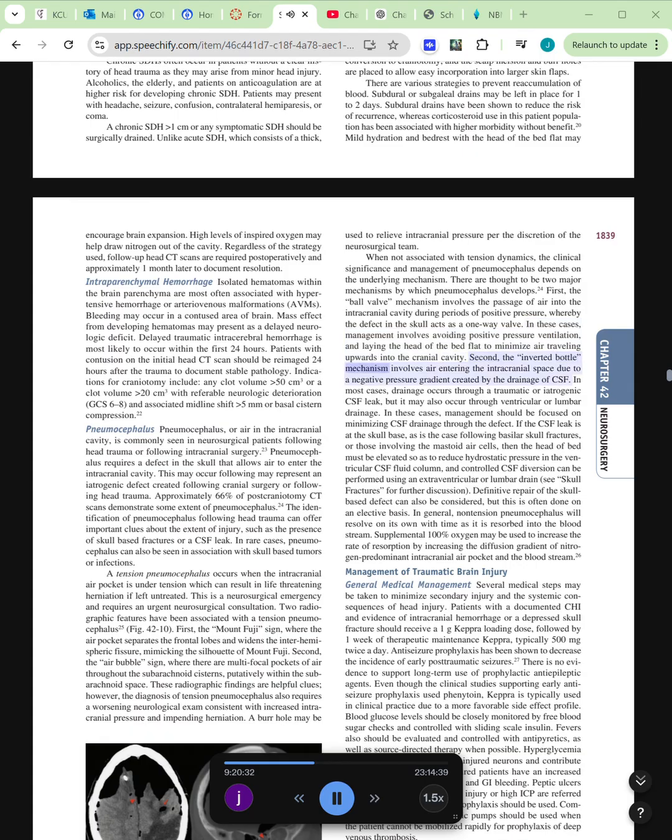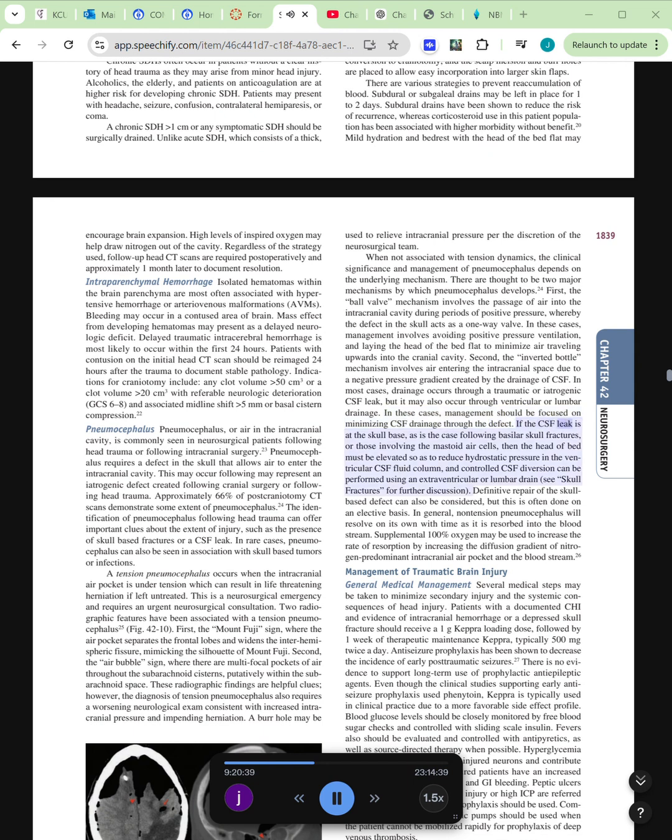Second, the inverted bottle mechanism involves air entering the intracranial space due to a negative pressure gradient created by the drainage of CSF. In most cases, drainage occurs through a traumatic or iatrogenic CSF leak, but it may also occur through ventricular or lumbar drainage. In these cases, management should be focused on minimizing CSF drainage through the defect.